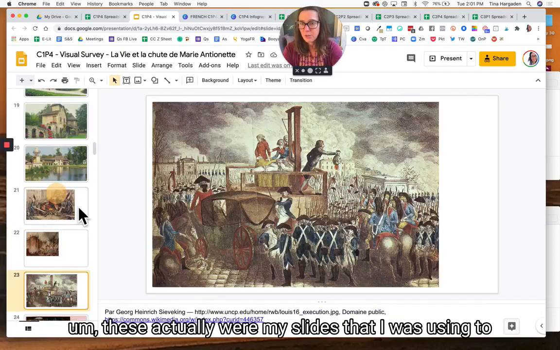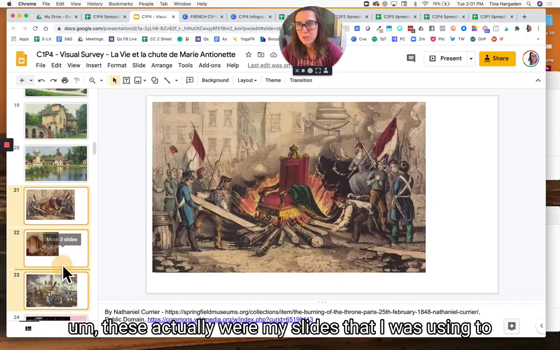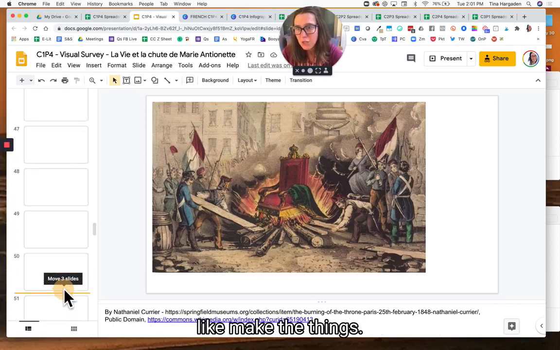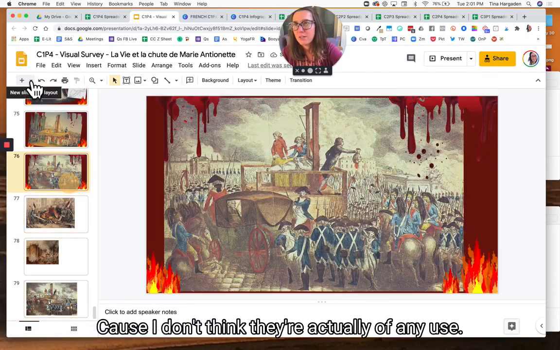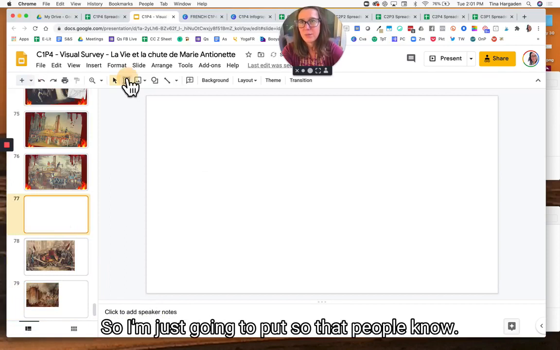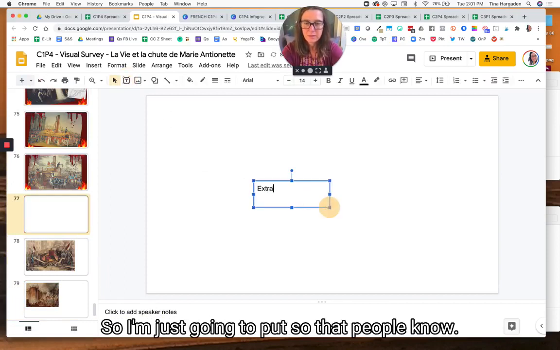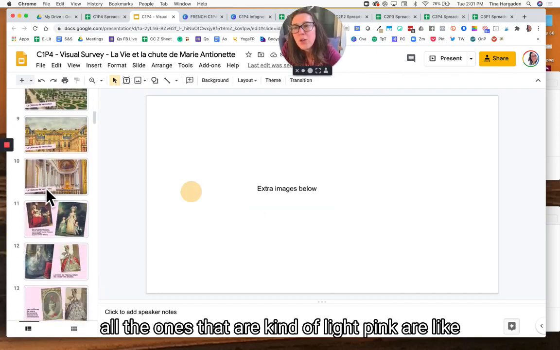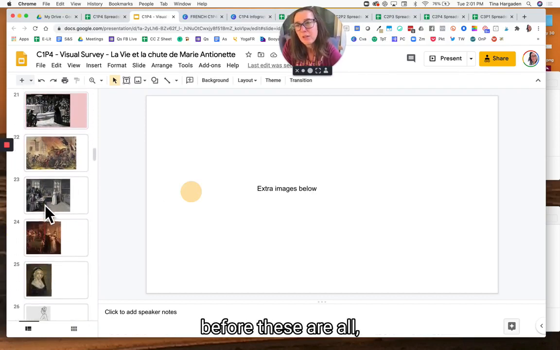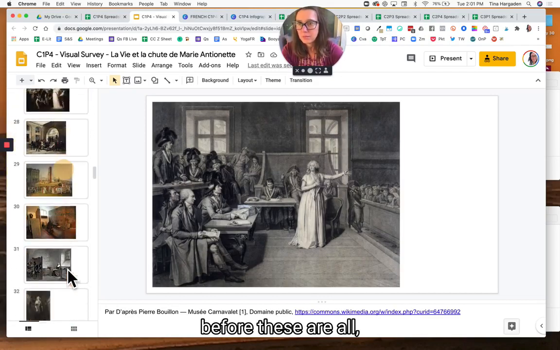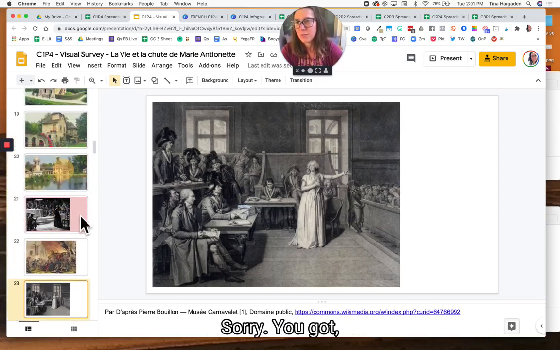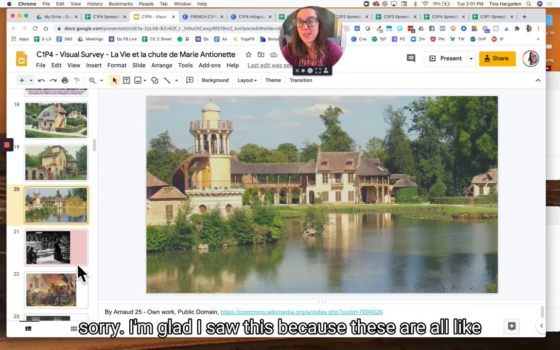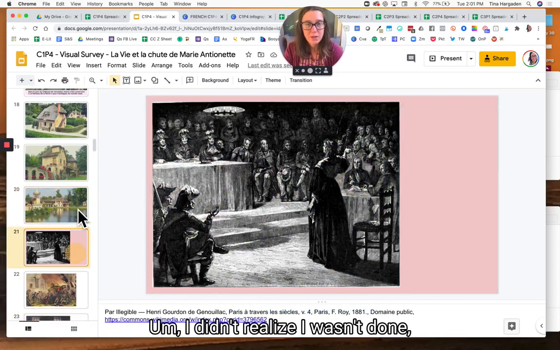And then these actually were my slides that I was using to make the thing, so I'm just going to move those down to the bottom because I don't think they're actually of any use. So I'm just going to put a note so that people know. So anyway, all the ones that are light pink are before. Oh, this needs to be fixed up. Sorry, you guys. I'm glad I saw this because these are all in progress. I didn't realize I wasn't done, but we'll finish up.